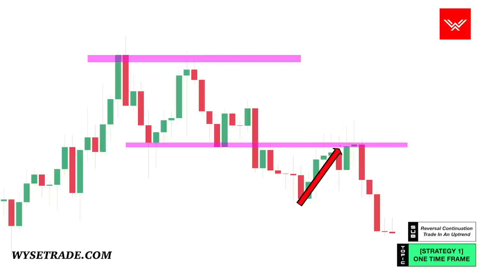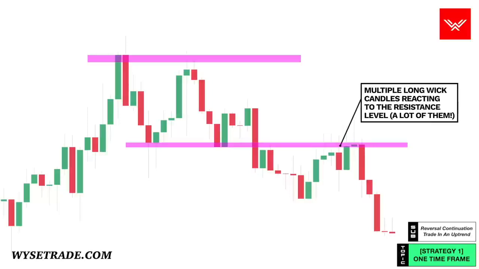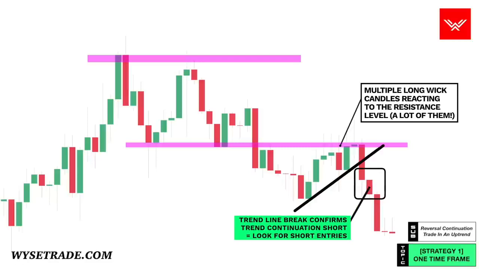Now as price pulled back, you had multiple long wick candles react to the new level of resistance that formed. Trend line placed below like this, and once you had your break, the reversal is confirmed, and you would then take a trade entry short. Now going in the opposite direction.